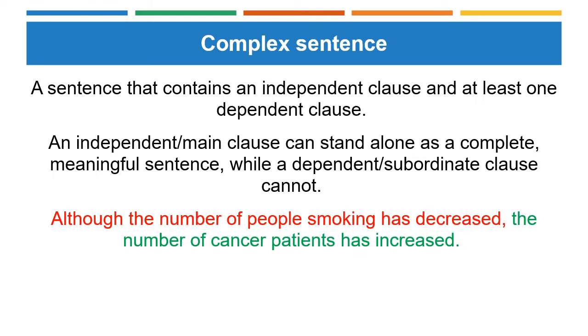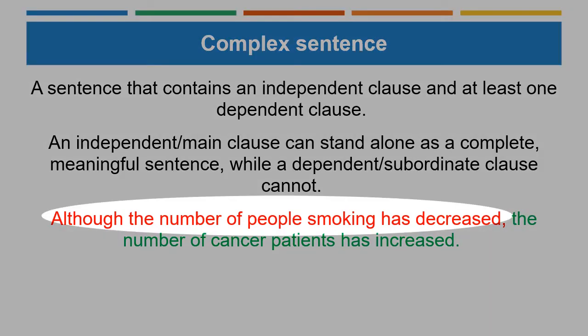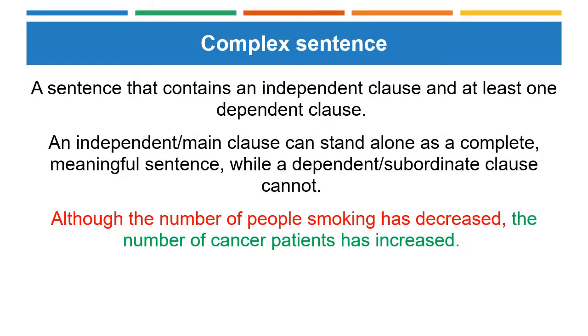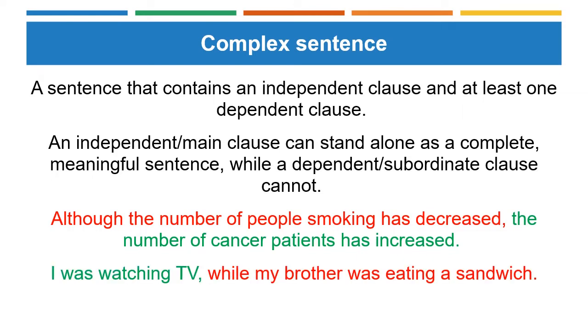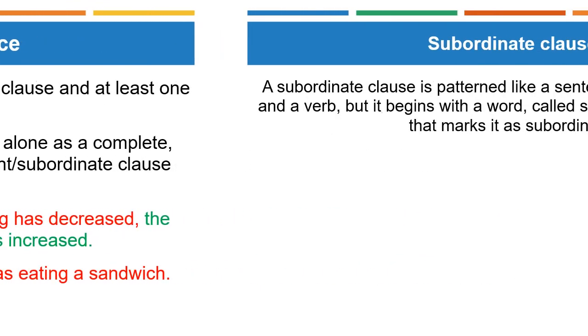For example, the sentence on the screen is a complex one and has both main and subordinate clauses. The words written in red, although the number of people smoking has decreased, is the subordinate clause, while the words written in green, the number of cancer patients has increased, is the independent clause. Similarly, the other sentence too has one dependent and one independent clause.